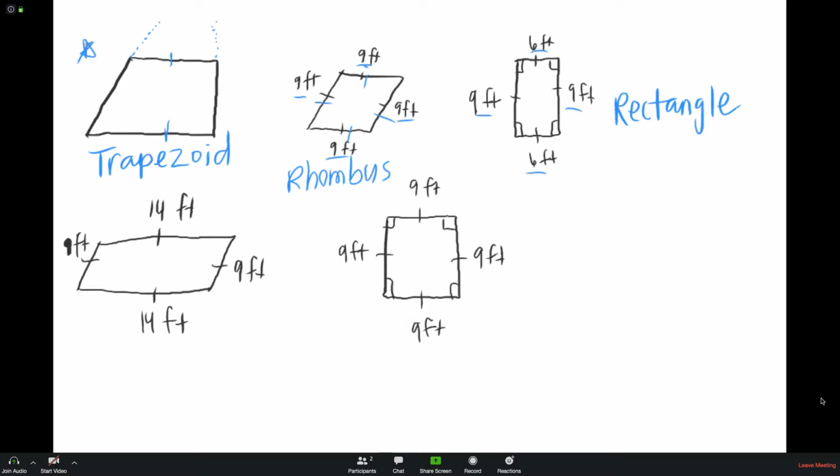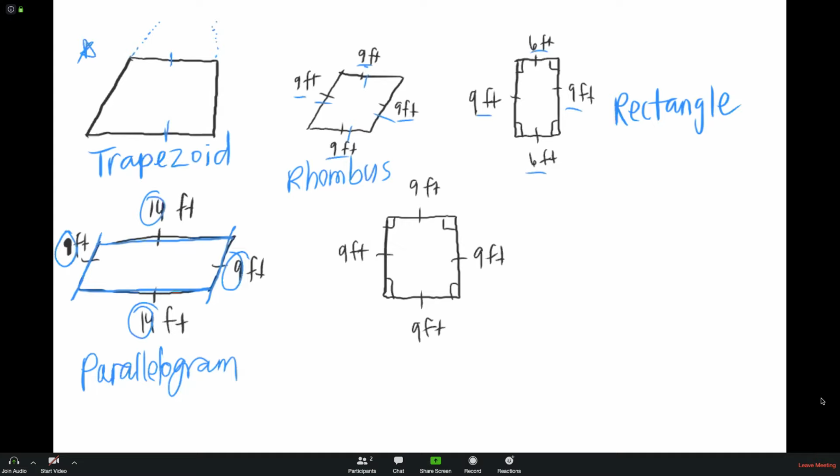Okay, now take a look at this next one. Opposite sides are parallel, and opposite sides are the same, but because they're not all the same, this is going to be a parallelogram.